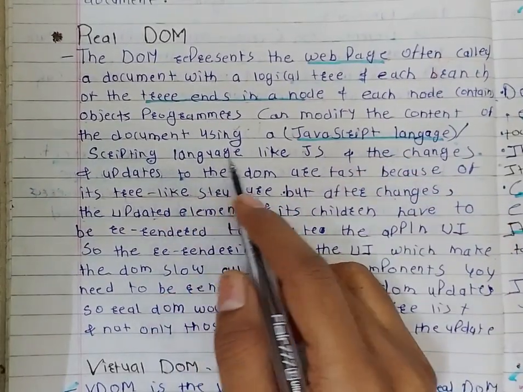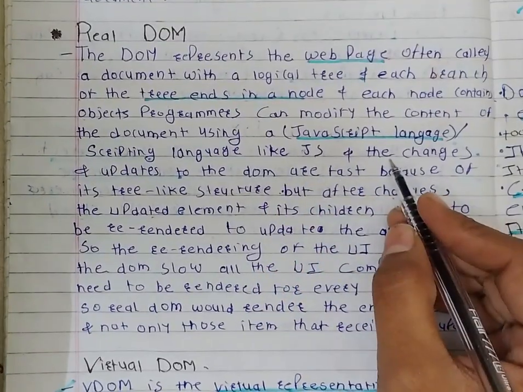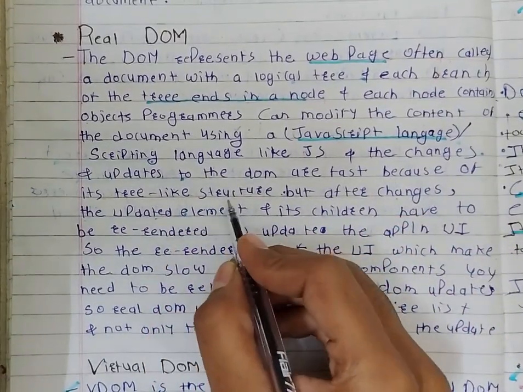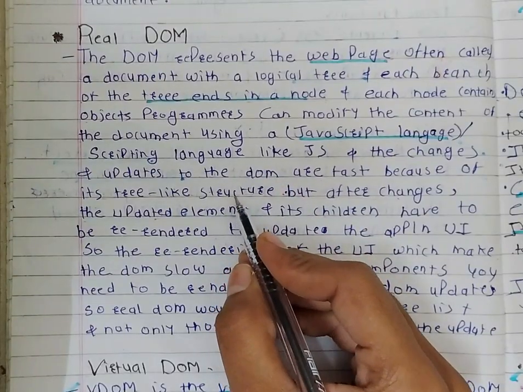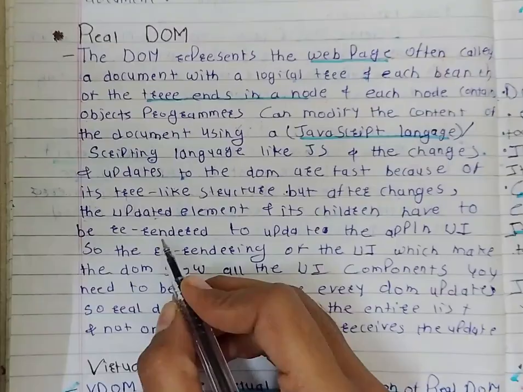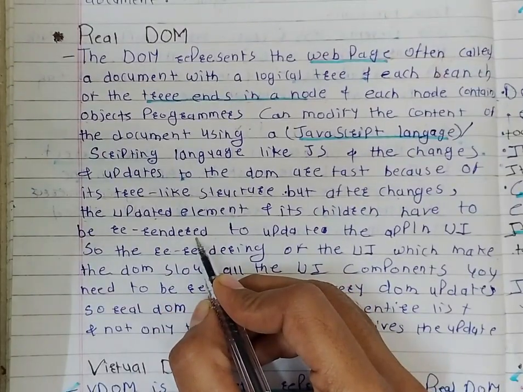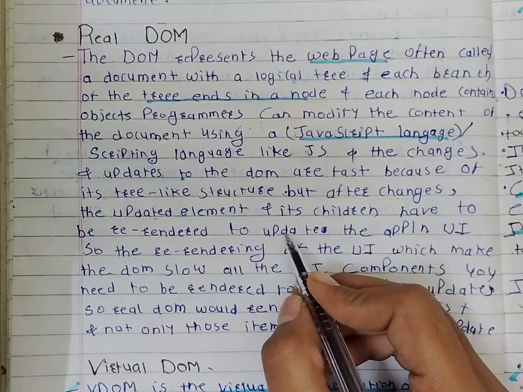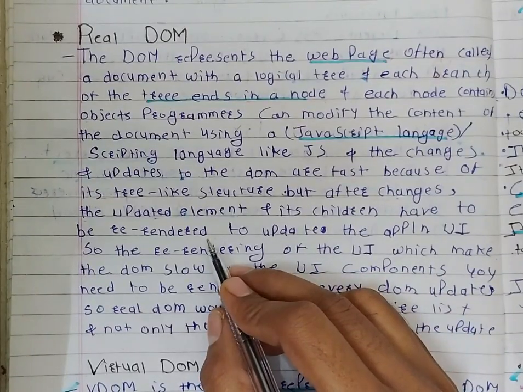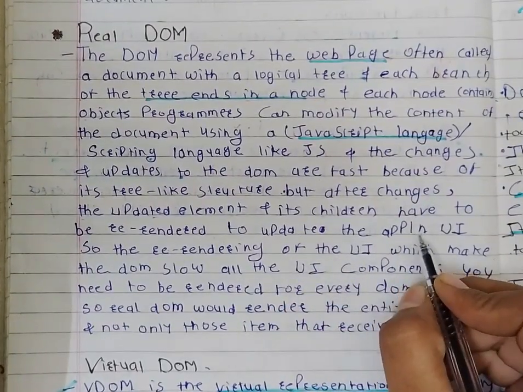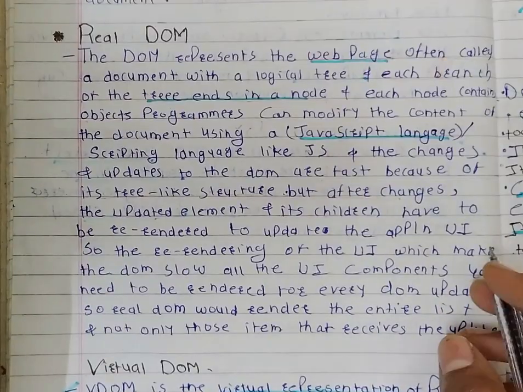The changes and updates through the DOM are fast because it's a tree-like structure. But after changes, the updated element and its children have to be re-rendered. If any changes happen within that web page by using the DOM in JavaScript for updating, it re-renders, and it takes some time to show the updated content and update the application UI.